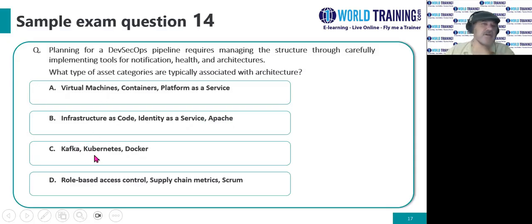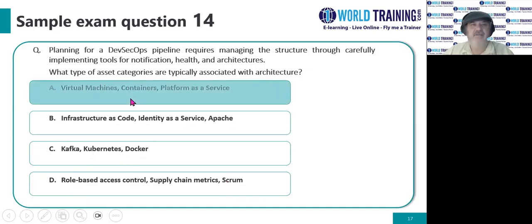Kafka, Kubernetes, and Docker, those are very specific tools. I think they're a little too specific for this general answer question. Role-based access controls, supply chain metrics, and Scrum. Scrum is not really an asset. So I think out of these four, A is the best answer.